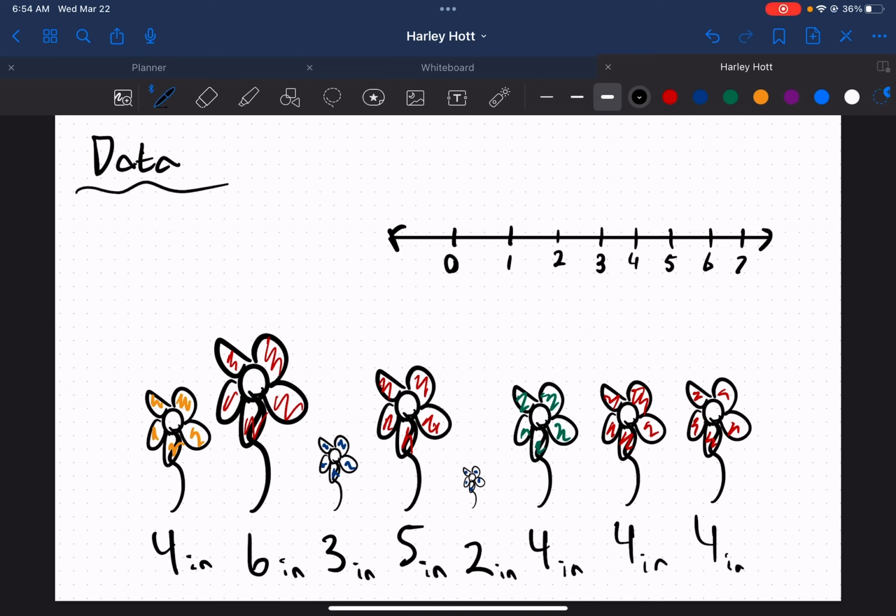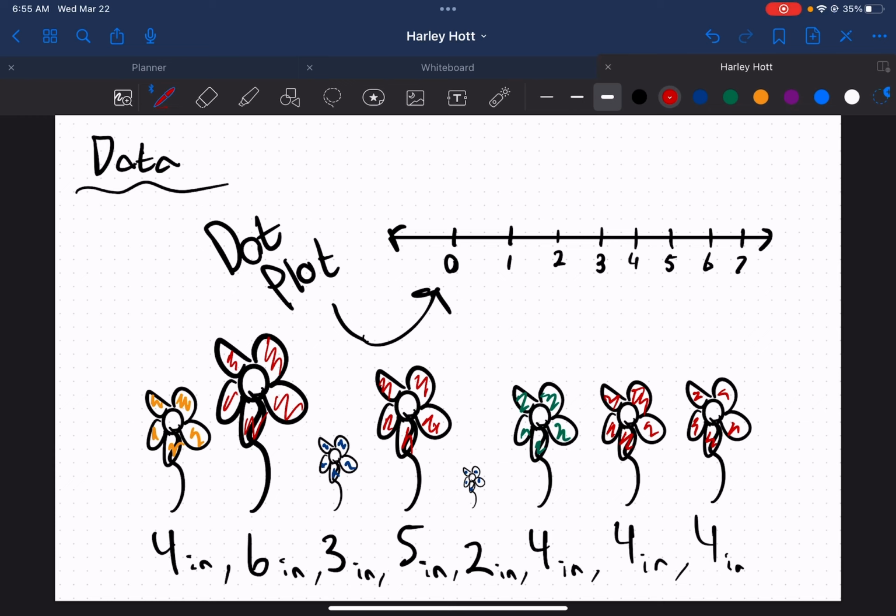We want to know something about these flowers, and that thing that we want to know can be represented with a number. Right? So we have a list of data here, a collection of data. We're going to work with that data. And the first thing we want to learn is how we can help visualize that data with a dot plot. And that's what we're looking at right here. This is a dot plot.